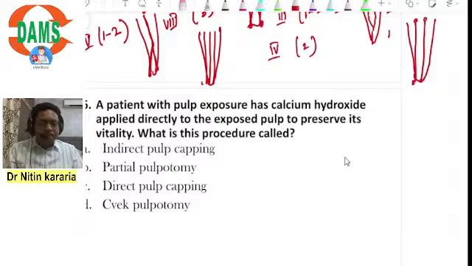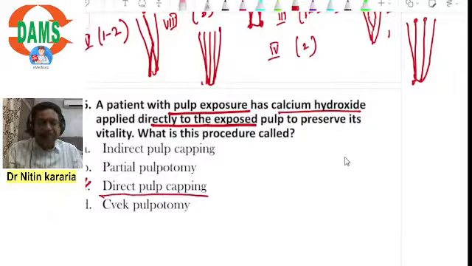Okay, patient with pulp exposure has calcium hydroxide applied directly to the exposed pulp. Definitely it is direct pulp capping, a part of vital pulp therapy called direct pulp capping. It is a self-explanatory question with a very straightforward answer to it. Option C is the answer to the above question.